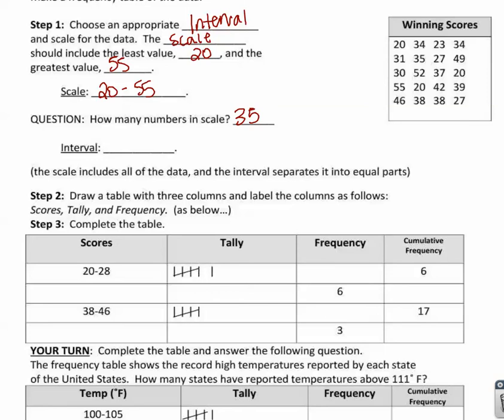Sometimes the scale is already set up for you. So if you look at the table below, the interval is 20 to 28 here. So that has a scale of 9. So the category of 20 to 28 has an interval of 9 because there are 9 pieces within this interval.